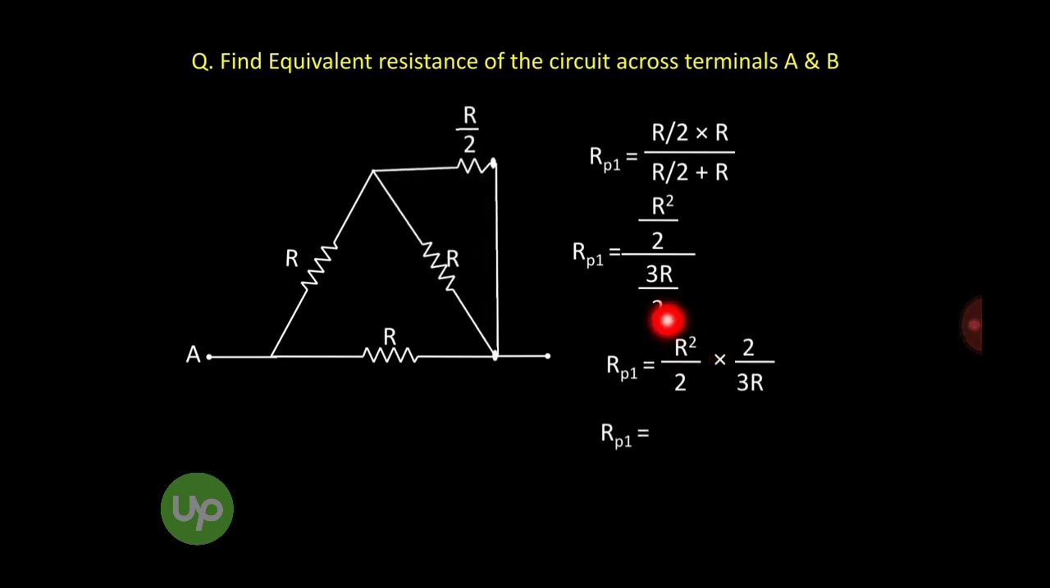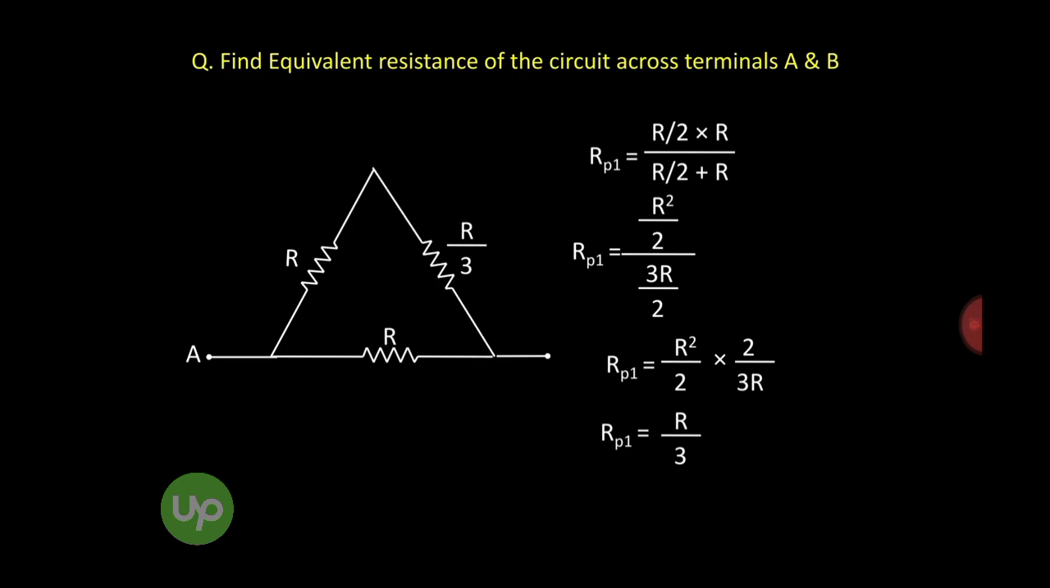So this R and this R will get cancelled, this 2 and 2 will get cancelled. Finally we will be having R by 3. So the parallel combination of these two resistors is R by 3. So we can replace this parallel combination by a single resistance having value R by 3. So we have taken the parallel combination equivalent, so it is R by 3. So the circuit has been simplified.